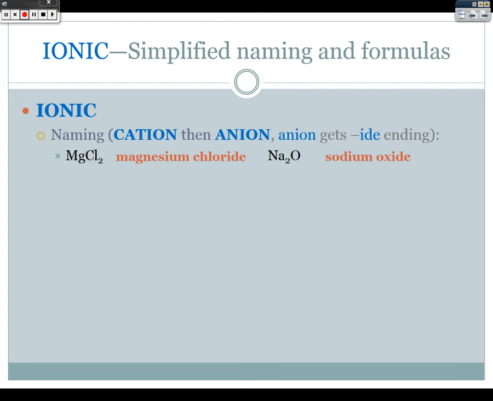Okay? It's that simple. It doesn't matter that chlorine is a 2 or sodium's a 2. We don't include prefixes. We just name the cation, then the anion, and the anion gets an "ide" ending.